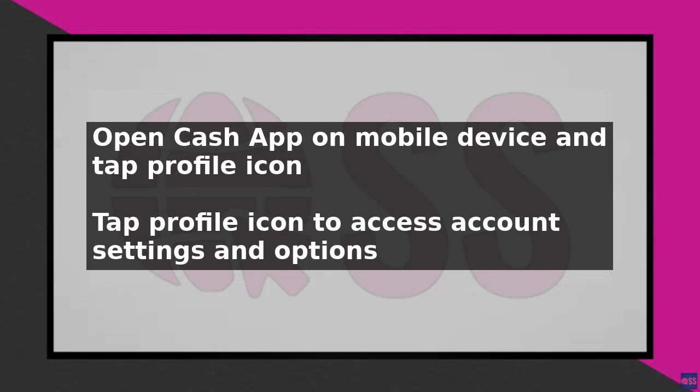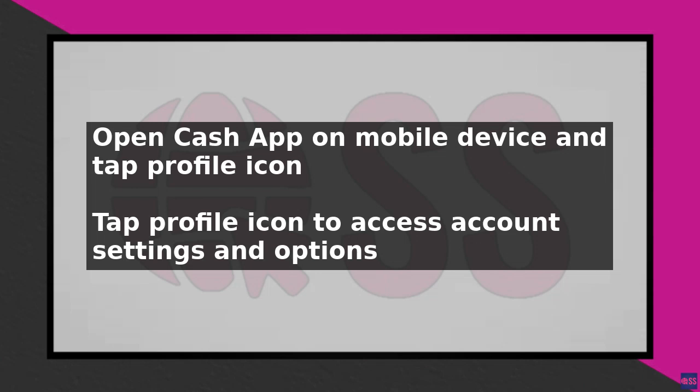To switch to a personal account on Cash App, start by opening the Cash App on your mobile device. Once the app is open, tap on the profile icon located at the top right corner of the screen. This will take you to your account settings. In the account settings, scroll down and select the personal option.